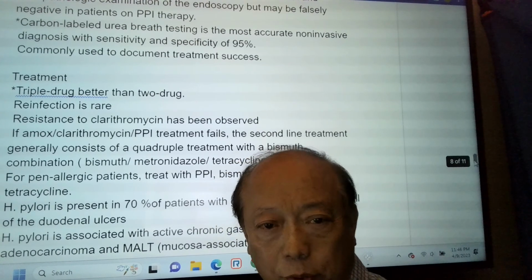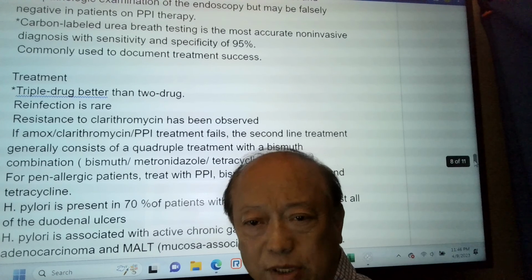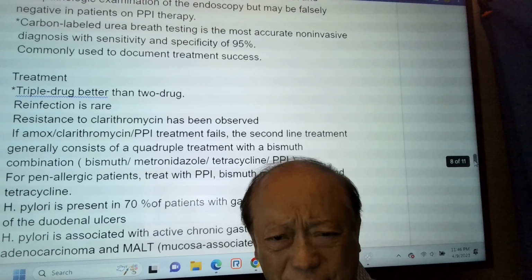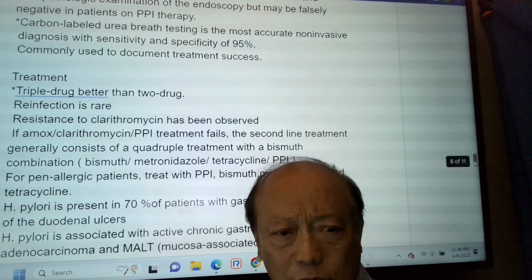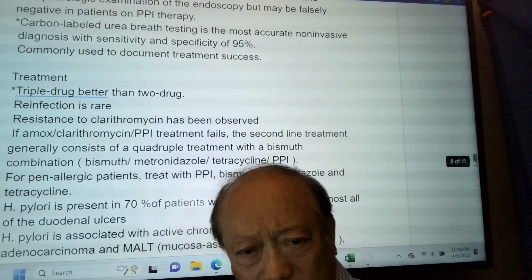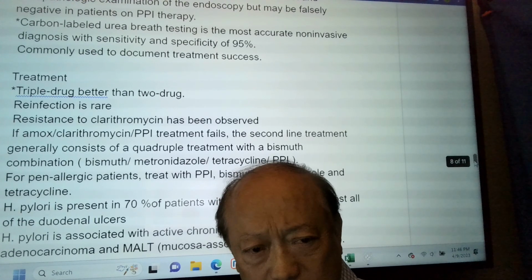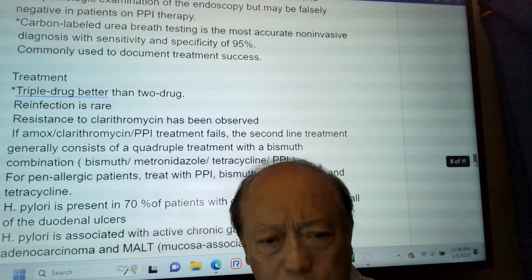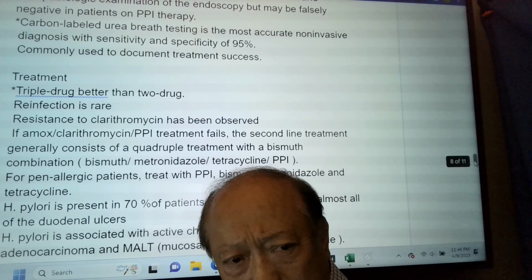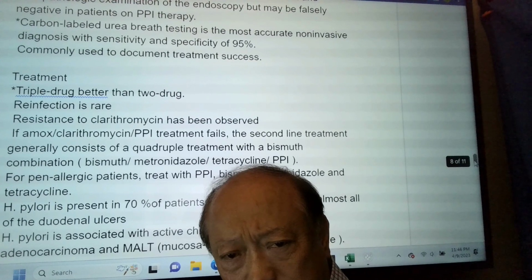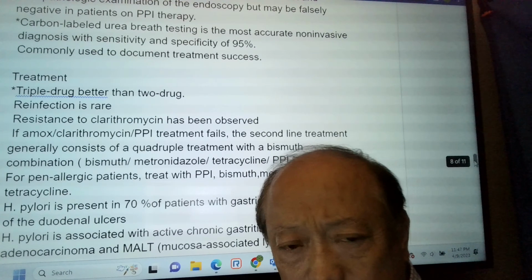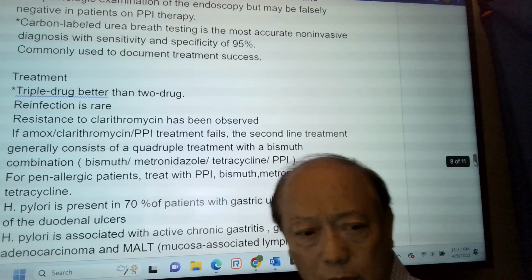Carbon-labeled urea breath testing is the most accurate non-invasive diagnosis, with sensitivity and specificity of 95%. It's commonly used to document treatment success. So if you have an H. pylori infection and you do a carbon-labeled urea breath test and it's negative, then you're cured, so to speak.